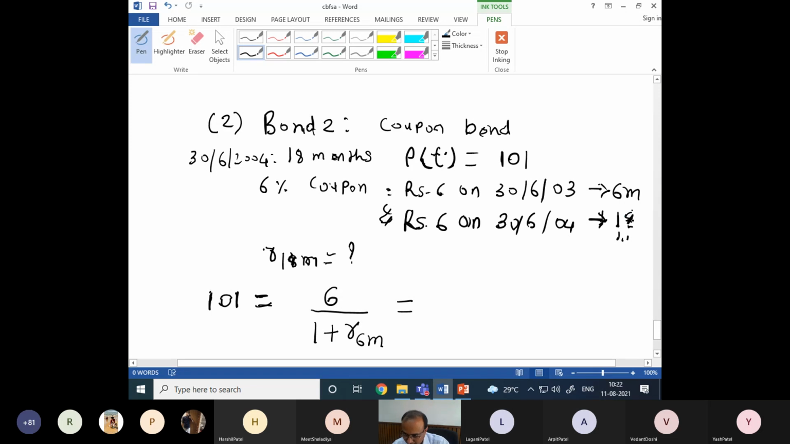So this, hopefully you understand, it is 18 months. And further, at the end of the maturity, I will get my 100 rupees face value back on the same date. And that is also at maturity. So 18 months.